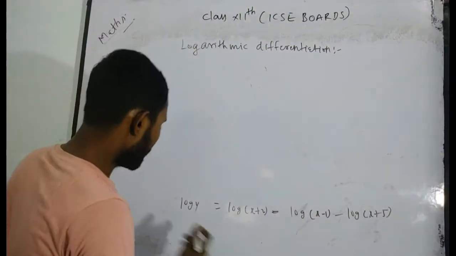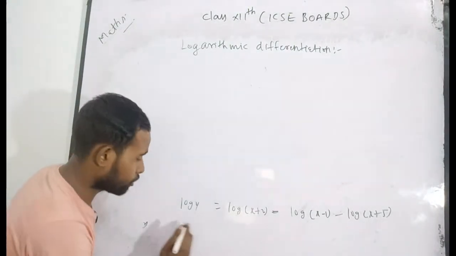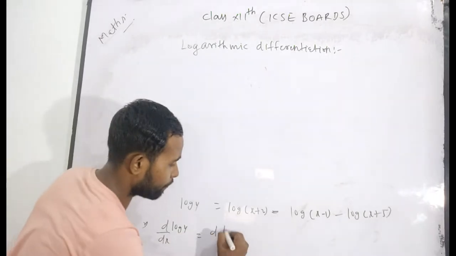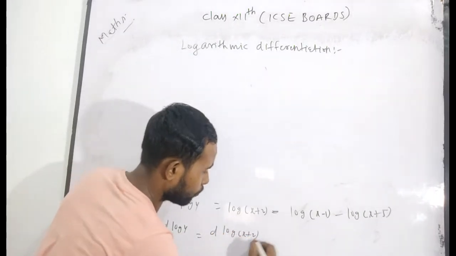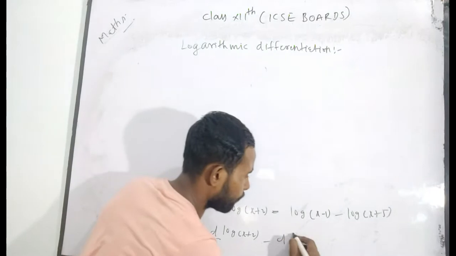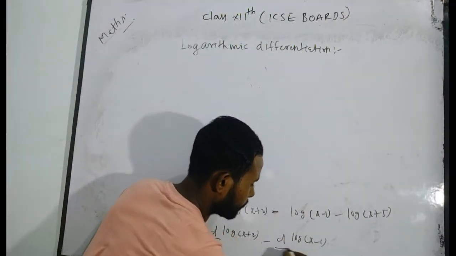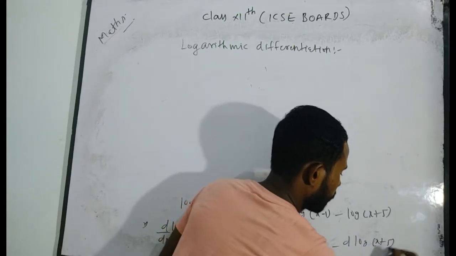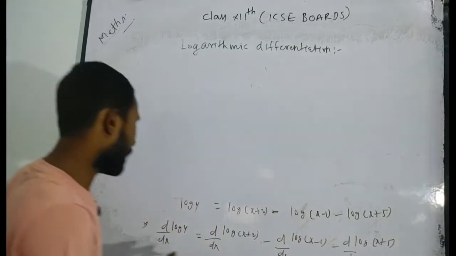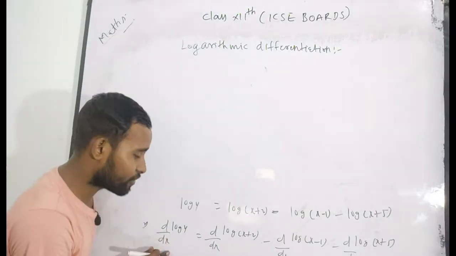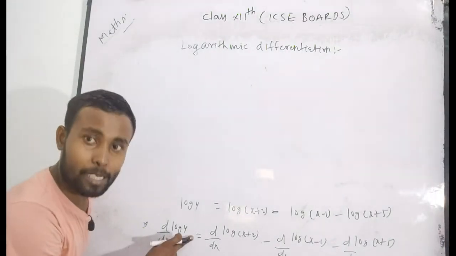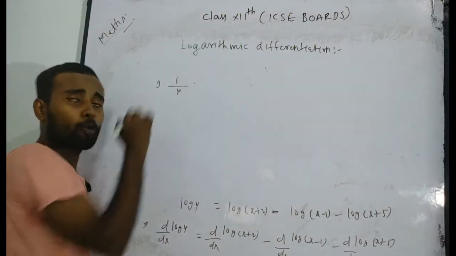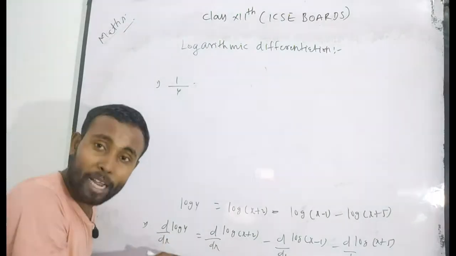If you differentiate on both sides, you will get the derivative of log y with respect to x equal to the derivative of log(x+2) with respect to x, minus the derivative of log(x-1) with respect to x, minus the derivative of log(x+5) with respect to x. Now, you cannot differentiate log y with respect to x directly. Firstly, differentiate log y with respect to y, which will be 1 upon y, and again you have to differentiate y with respect to x.